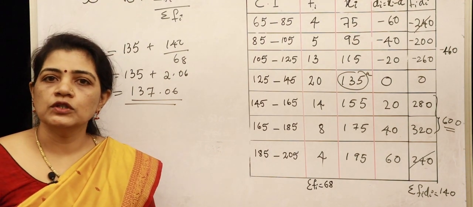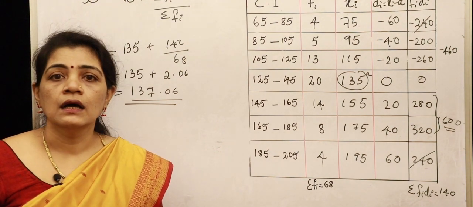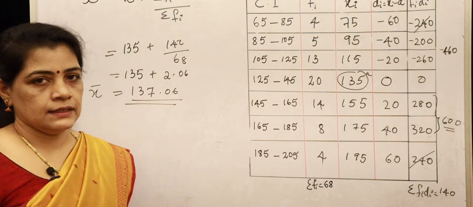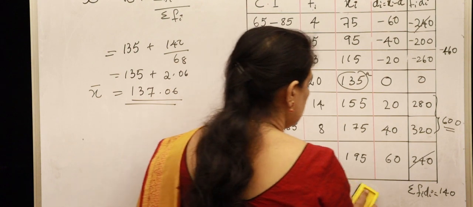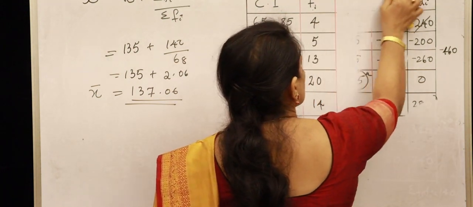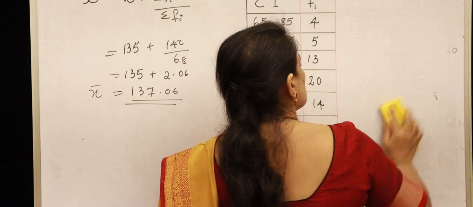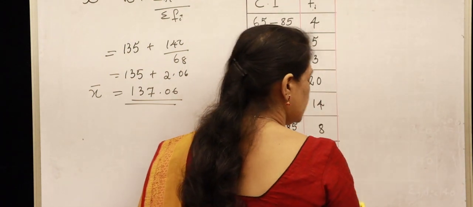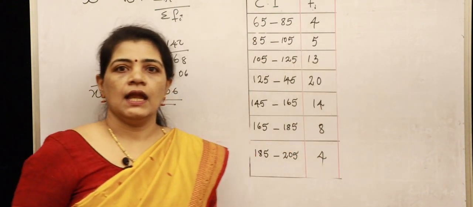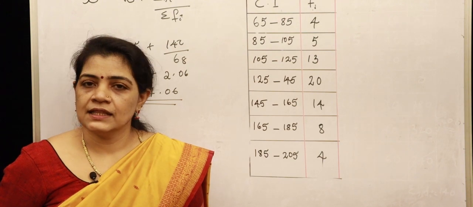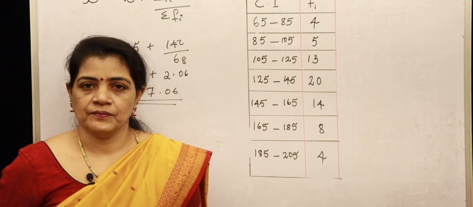Okay, next we are going to find out the second one, that is the median. How to find out the median of this entry? Okay, that means we have to find out the median. How can we find the median, children? It's very important for finding the median. We need a very important column, that is nothing but the cumulative frequency.